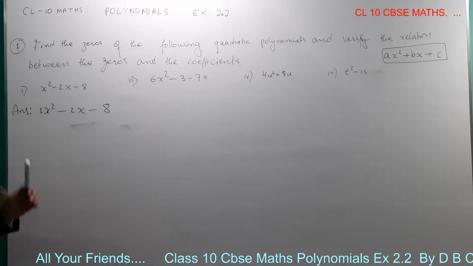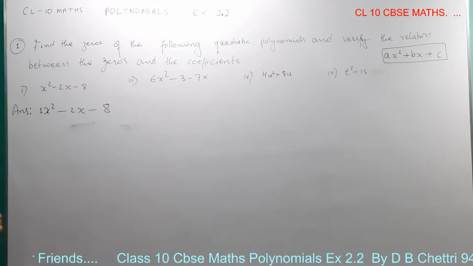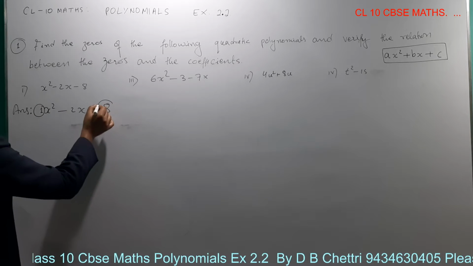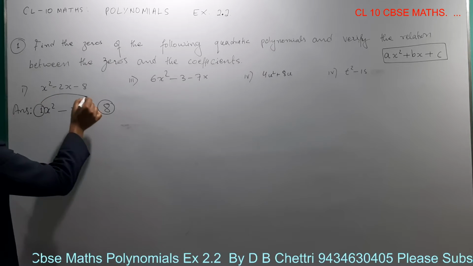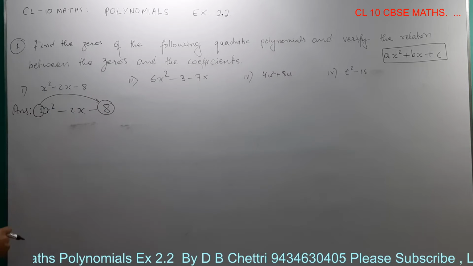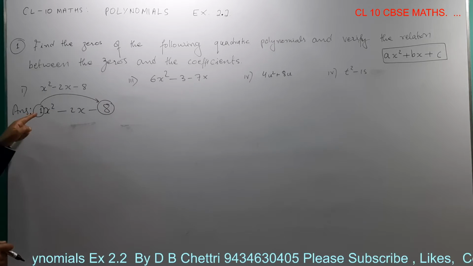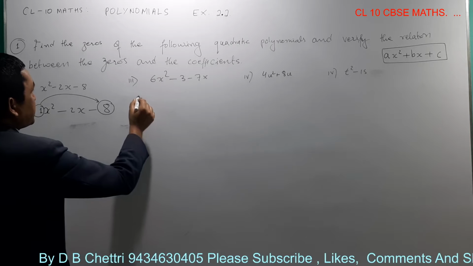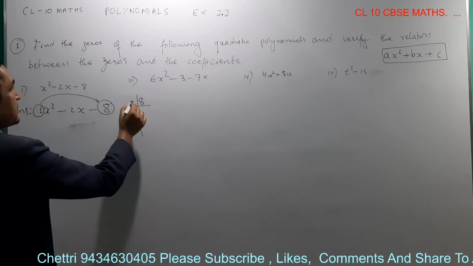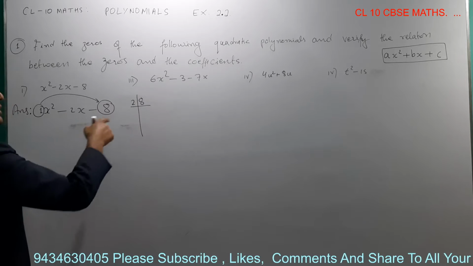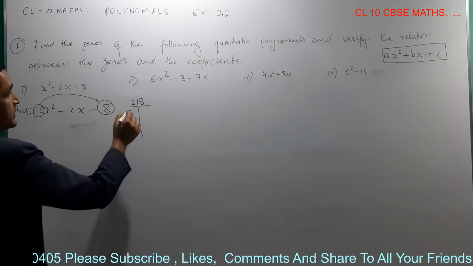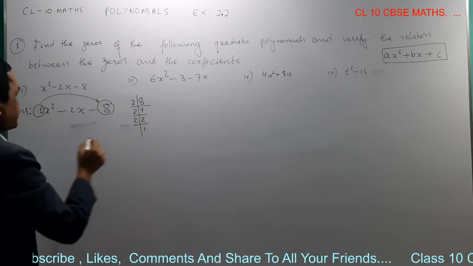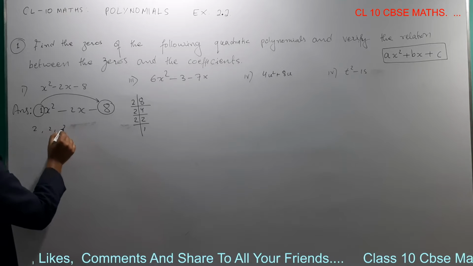Now, what is the first process to do the factorization? First, multiply the coefficient of x square and the constant term. What is their product? 1 times 8 is 8. Now give the factors of 8. You can do it directly, otherwise take the help of the factor dividing method. Then 2 fours are 8, 2 twos are 4, 2 ones are 2. Now this is 2, 2, 2, 1.